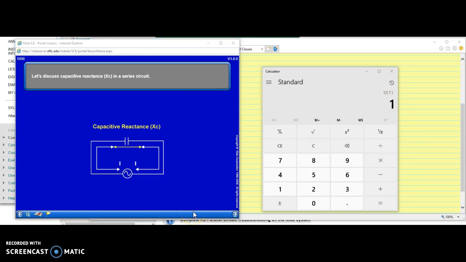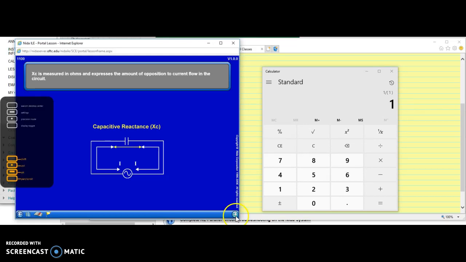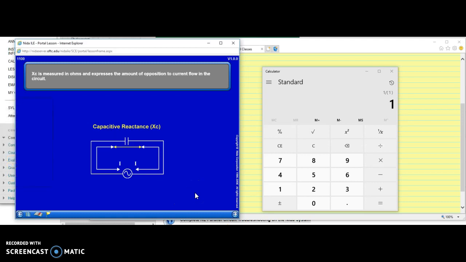So now we're going to discuss capacitive reactance here. X of C is measured in ohms and expresses the amount of opposition to current flow. So remember X of L with inductance, we've got X of C in reactance, and that's what we're going to look at today. And it's caused by the capacitance and the frequency. So again, just the same way we had an X of L that was related to inductance and frequency, we've got an X of C related to frequency as well.